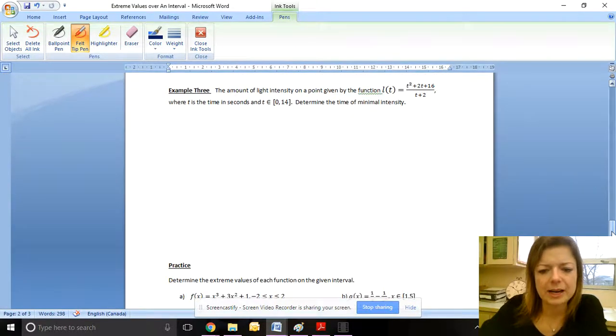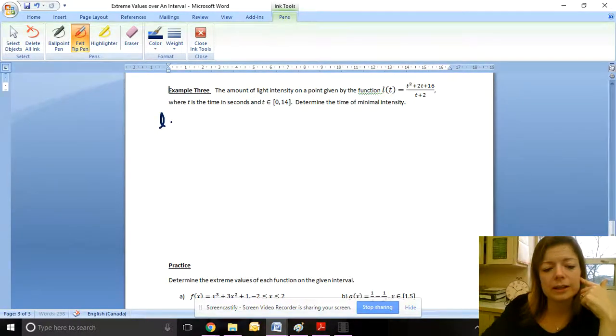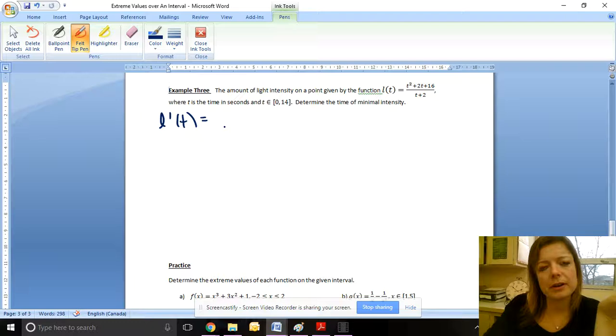Let's do example 3. This gives us a function of the amount of light intensity. This is why we learned how to find the derivatives of all different kinds of functions, because here we have a rational function. So we will need the quotient law to find the rate of change of light intensity. Remember, we're finding the derivative because we want to set it equal to 0, because that will tell us where the slope of the tangent is horizontal, which gives us a possible turning point.